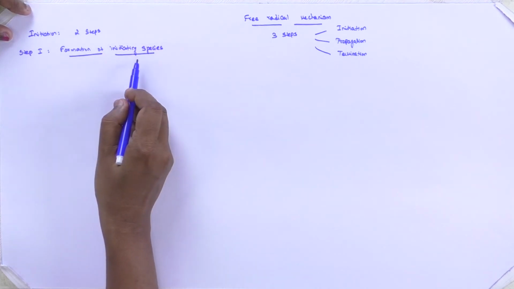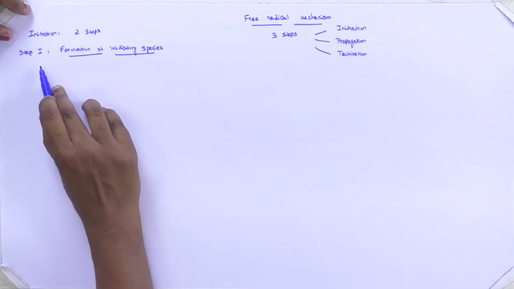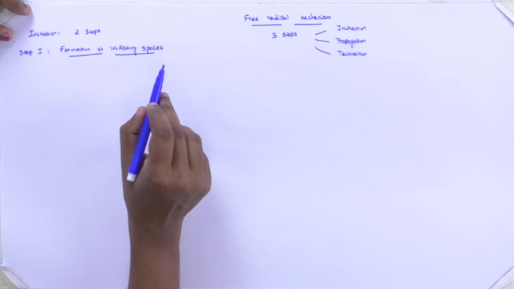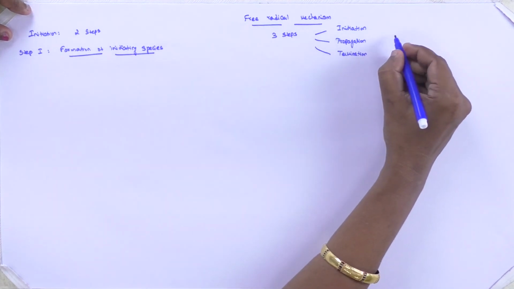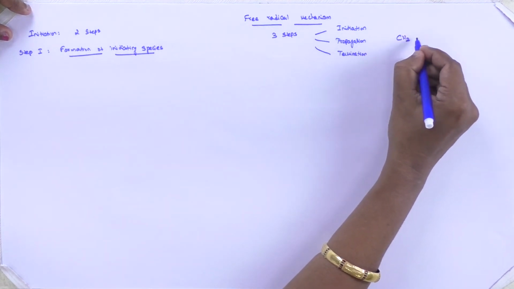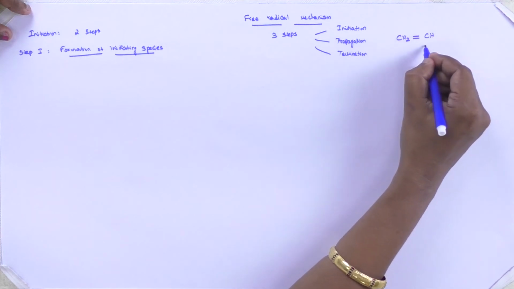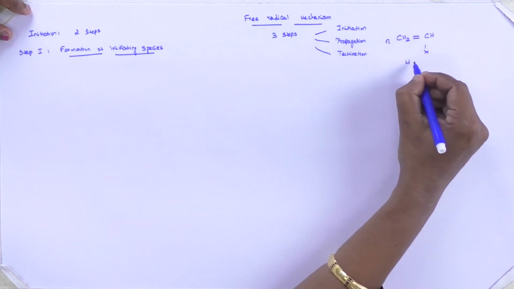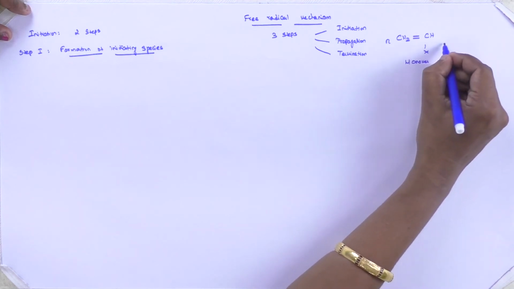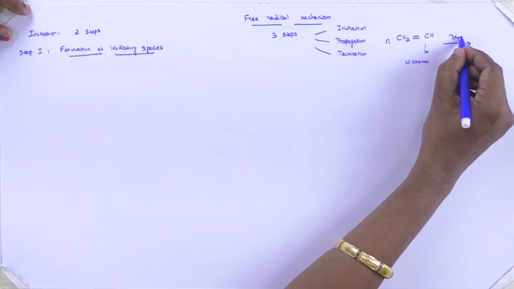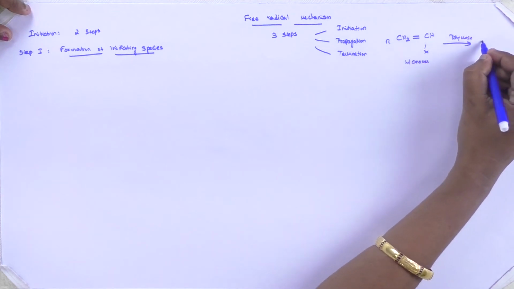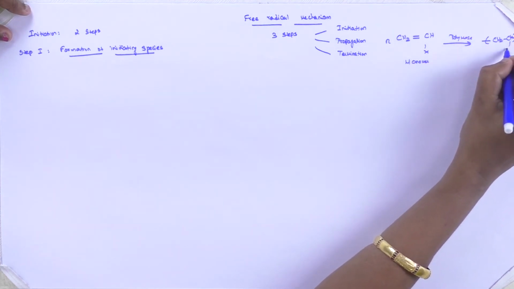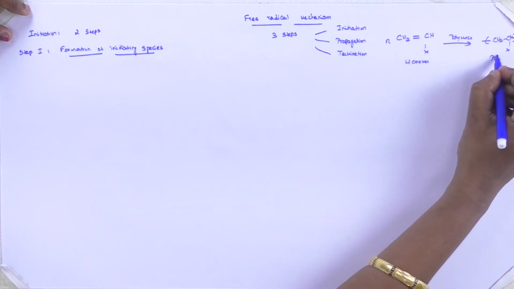Formation of initiating species is the first step in free radical polymerization. Let us take an example for the polymerization of CH2=CHX. This is the monomer. N molecules of this monomer will polymerize to form the polymer (CH2-CHX)n, so this is the polymer that is formed.